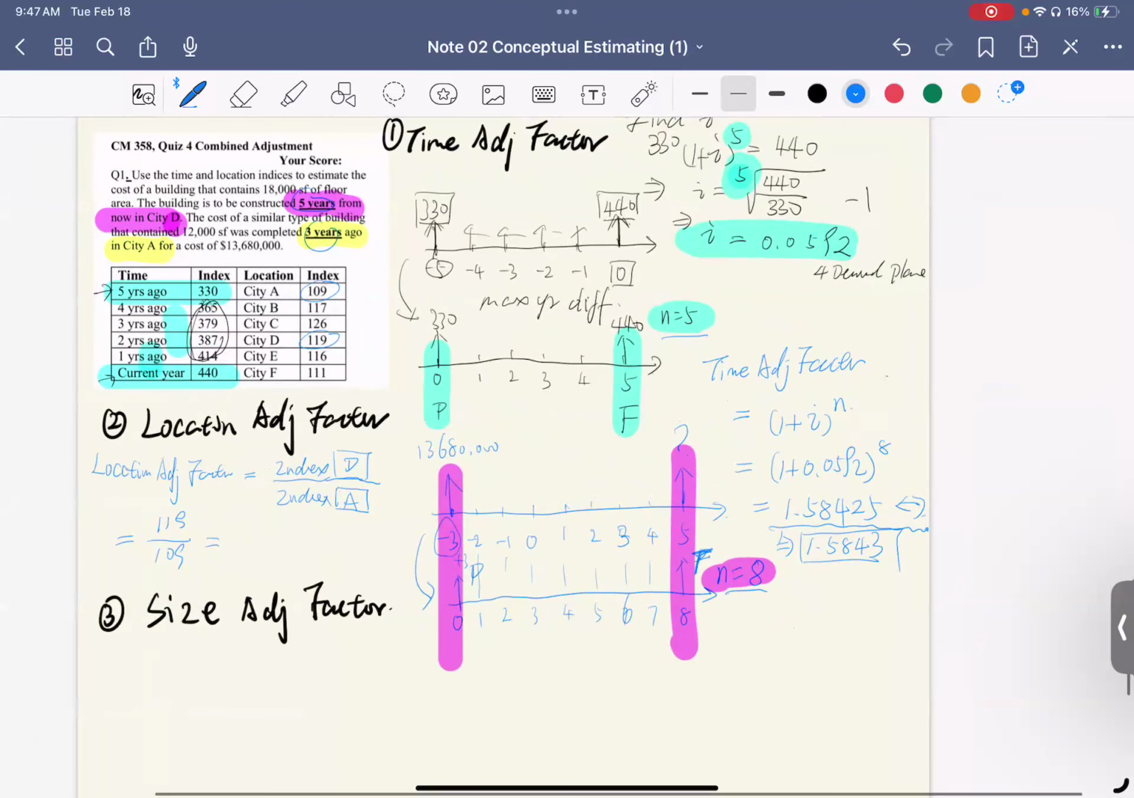Okay, we're getting the number here, 1.0917. Are you good with this now?